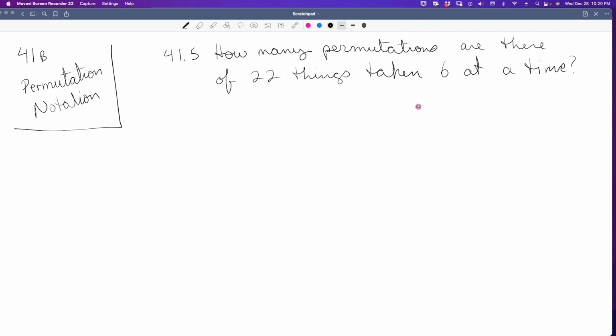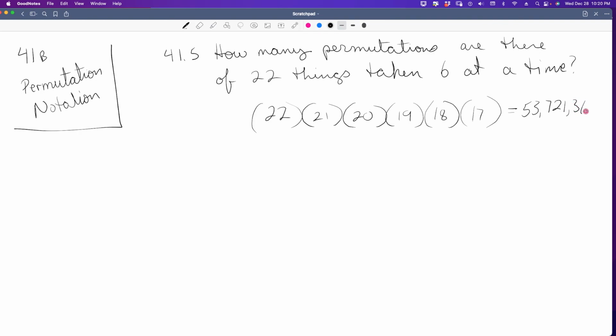So we know how to solve this type of problem, right? We would say 22 in the first position, 21 in the second position, 20, then 19, then 18, then 17. And that would be 1, 2, 3, 4, 5, 6 positions without repetition. So every time we use one, we remove it from the available options. And then if we do the calculation, we end up with 53,721,360. I'm not that smart. It's written for me in the book, so I didn't have to actually do it on the calculator.